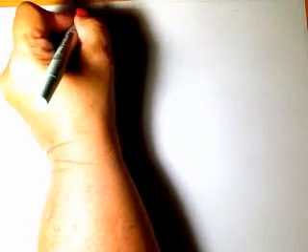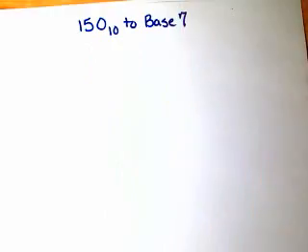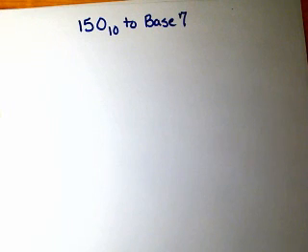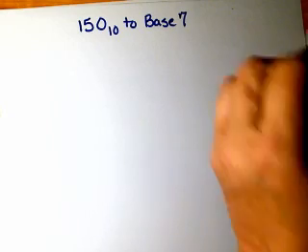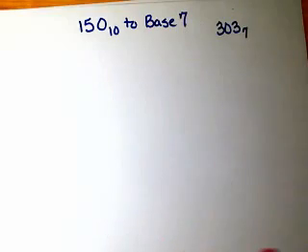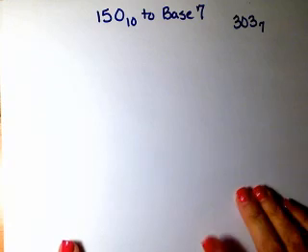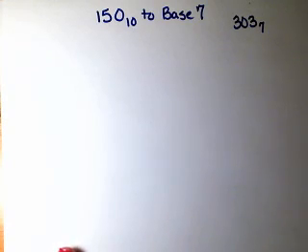Now we're going to convert 150 base 10 to base 7. We're going to use the same process we did before, and you're going to pause the video now and do the math, and let's see what kind of answer we get. Did you get 303 base 7? If you didn't, you might be wrong. So let's see what we get here.